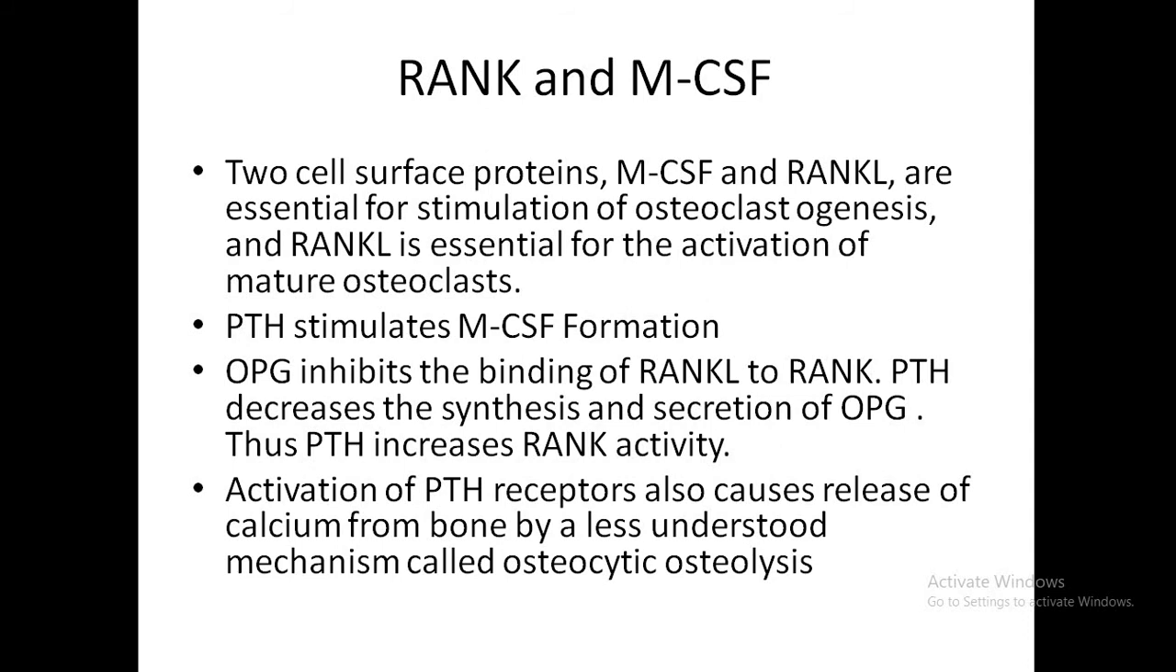And activation of PTH receptors will also cause release of calcium from bone, and it is less understood. It's usually called osteocytic osteolysis, but the mechanism is not very well understood.